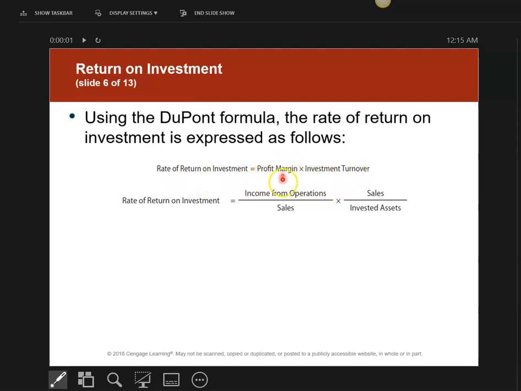Just so you know, here's the ratio for profit margin: income from operations divided by sales. My investment turnover is sales divided by invested assets. So it's a little bit different. It looks at profit margin and investment turnover. So it's going to be a little bit more complicated.